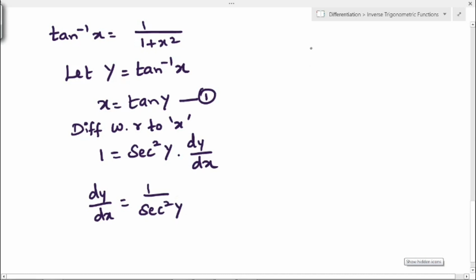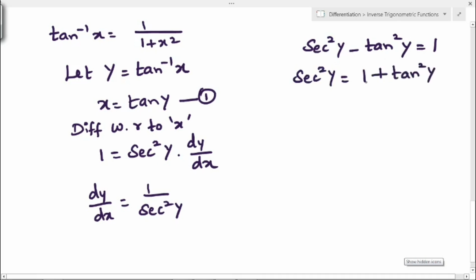Now we have to use the equation secant square y minus tan square y equal to 1. From this equation, what is secant square y? Taking the minus term to the other side, it will become 1 plus tan square y. In the place of secant square y, I am substituting 1 plus tan square y. So this is equal to 1 divided by 1 plus tan square y. From equation 1, tan y value is x, so tan square y is x square. Therefore the derivative of tan inverse of x is 1 divided by 1 plus x square.